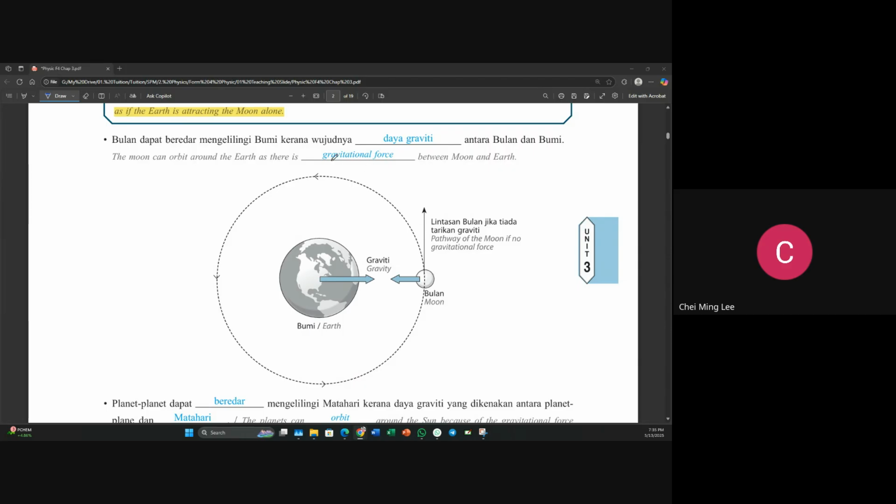Okay, of course, this one looks like a circle. Normally, it's not. It's actually an ellipse. Why an ellipse? Because our gravity is focusing on the poles, north and south pole. The north pole and south pole have stronger gravity.